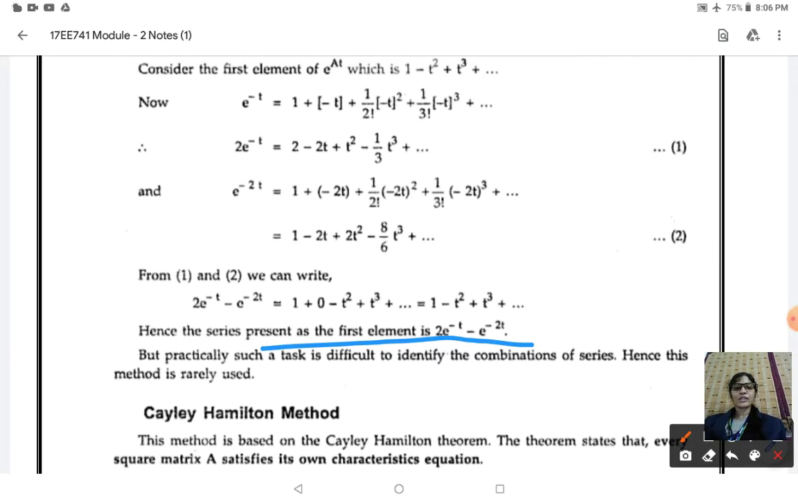But practically this task is difficult, so we will not prefer this particular method for finding the state transition matrix.